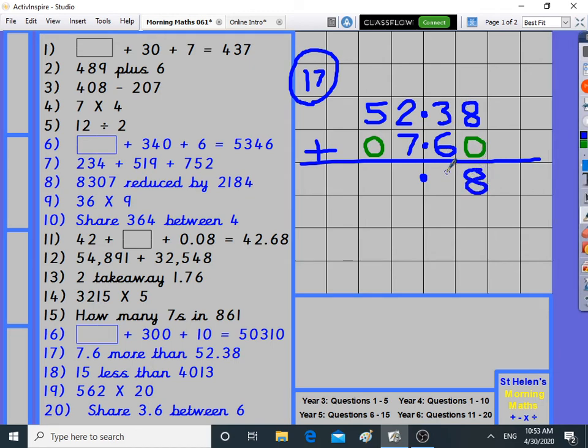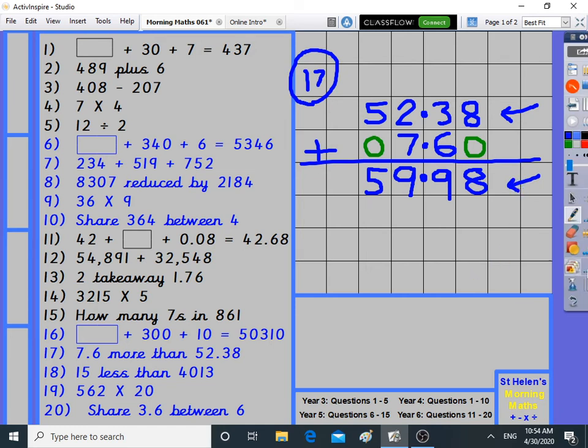3 plus 6 is 9. 2 plus 7, 9. And just 5. So plus makes things bigger. It was 52 and a bit. It ended up being 59 and a bit. That got bigger. Plus should make things bigger. Now time for number 18.